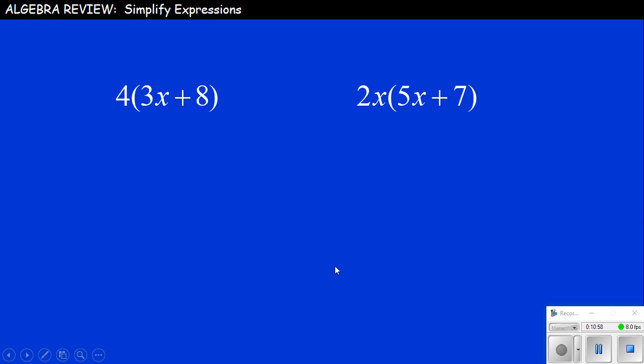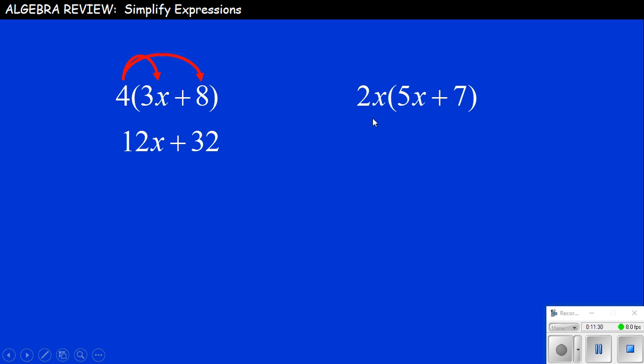Here are some samples of some distribution problems. This first one, we're going to multiply 4 times the quantity 3x plus 8, and then 2x times the quantity 5x plus 7. When we say the quantity, we're talking about something in a set of parentheses. So for the first problem, I'm going to do 4 times 3x and 4 times 8. 4 times 3x will give us 12x. 4 times 8 is 32. So we get 12x plus 32. And again, these aren't like terms, so you can't do anything else with them. They just stop right there.